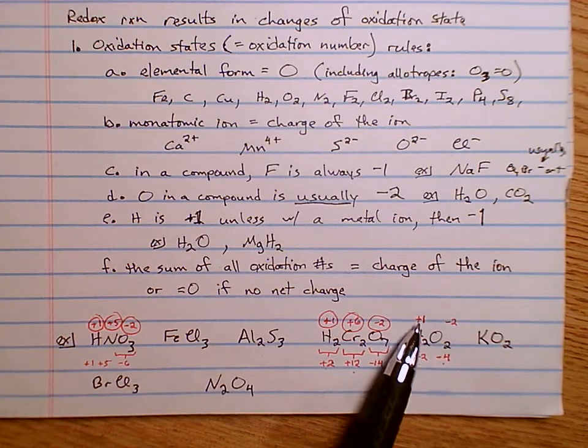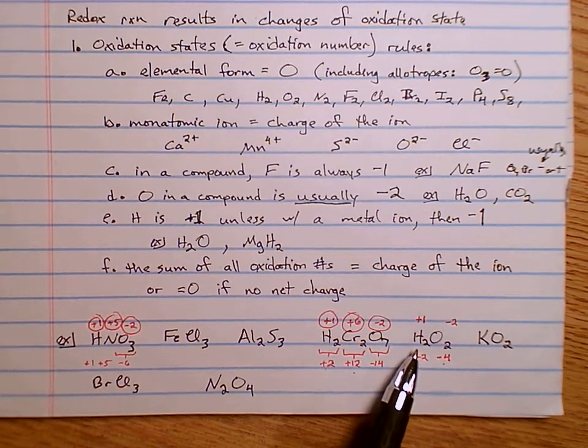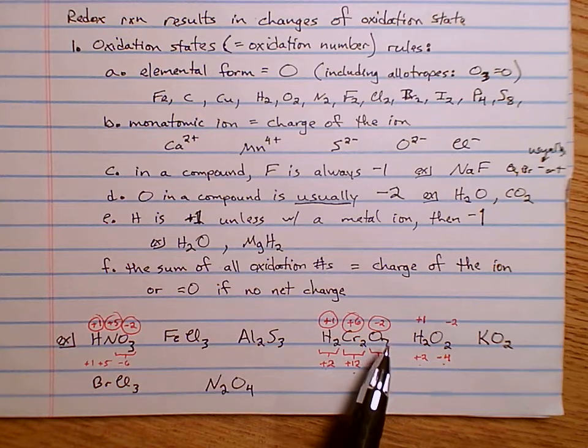Could hydrogen be in the plus 2 oxidation state? Well, we look at the periodic table. Hydrogen only has 1 valence electron. Heck, it only has 1 electron total. So there's no way to get hydrogen in the plus 2 oxidation state. It only has 1 electron it could give up.